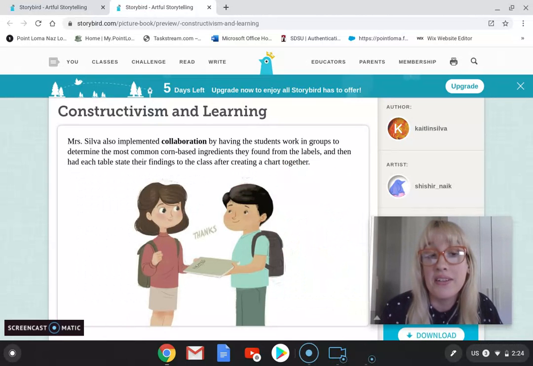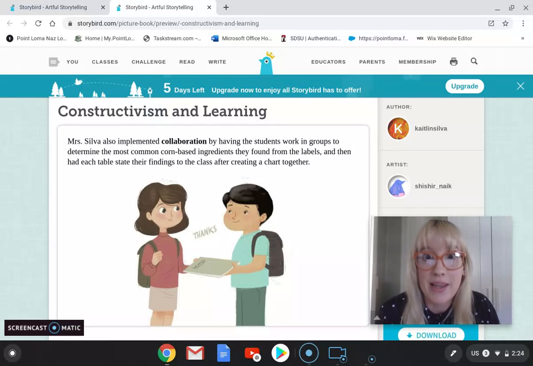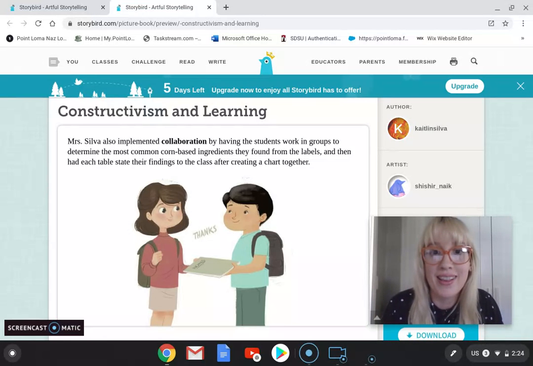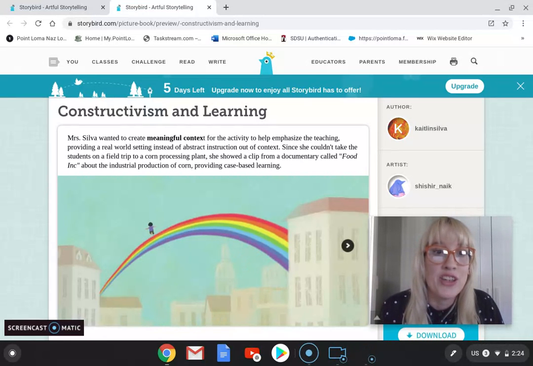Mrs. Silva also implemented collaboration by having her students work in these groups to determine the most common corn-based ingredients that they found in these labels. So she has them state their findings as a group after completing a nice big visual chart for the class. She also wants to create meaningful context for this activity to emphasize the teaching, providing a real-world setting instead of just simply instruction out of context.